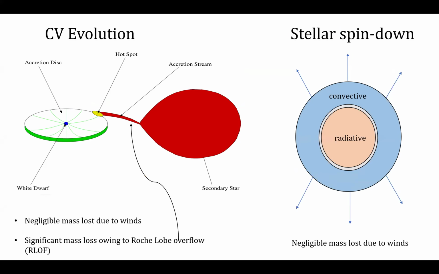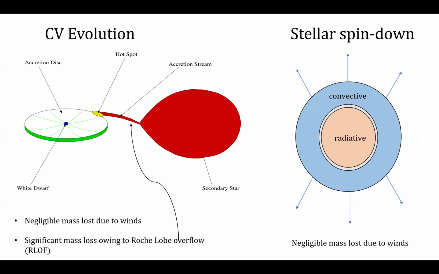Another important difference between stellar spin down and CV evolution is what the structure of the star is with time. Like I mentioned, magnetic braking removes very negligible mass. So the mass of the star in stellar spin down is constant with time. It doesn't change much with time.